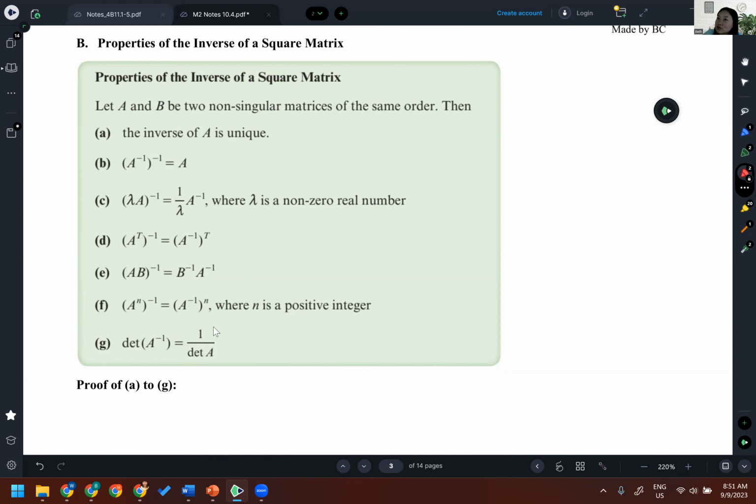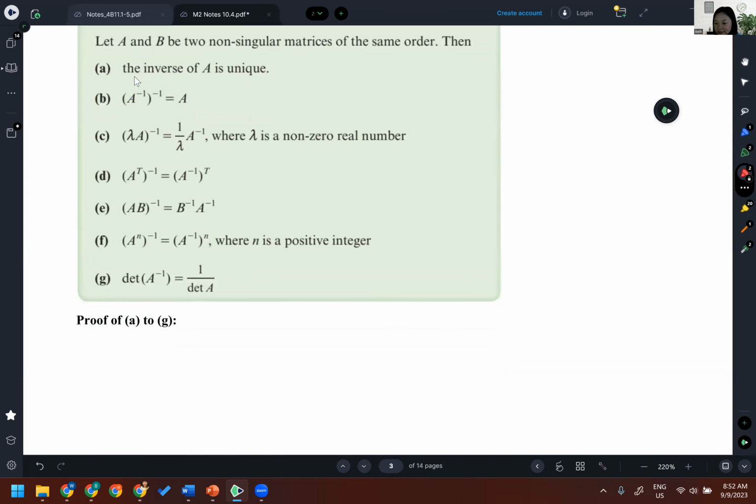If you want to understand the algebra, see how the algebra part of the matrix is done, instead of, oh, we just learn the definition, we just learn how to do it. That's not the algebra part. The algebra part is this, the properties, because we're using symbols basically. Now, how do we use symbols to prove each one of them is true? The first one. The inverse of A is unique.